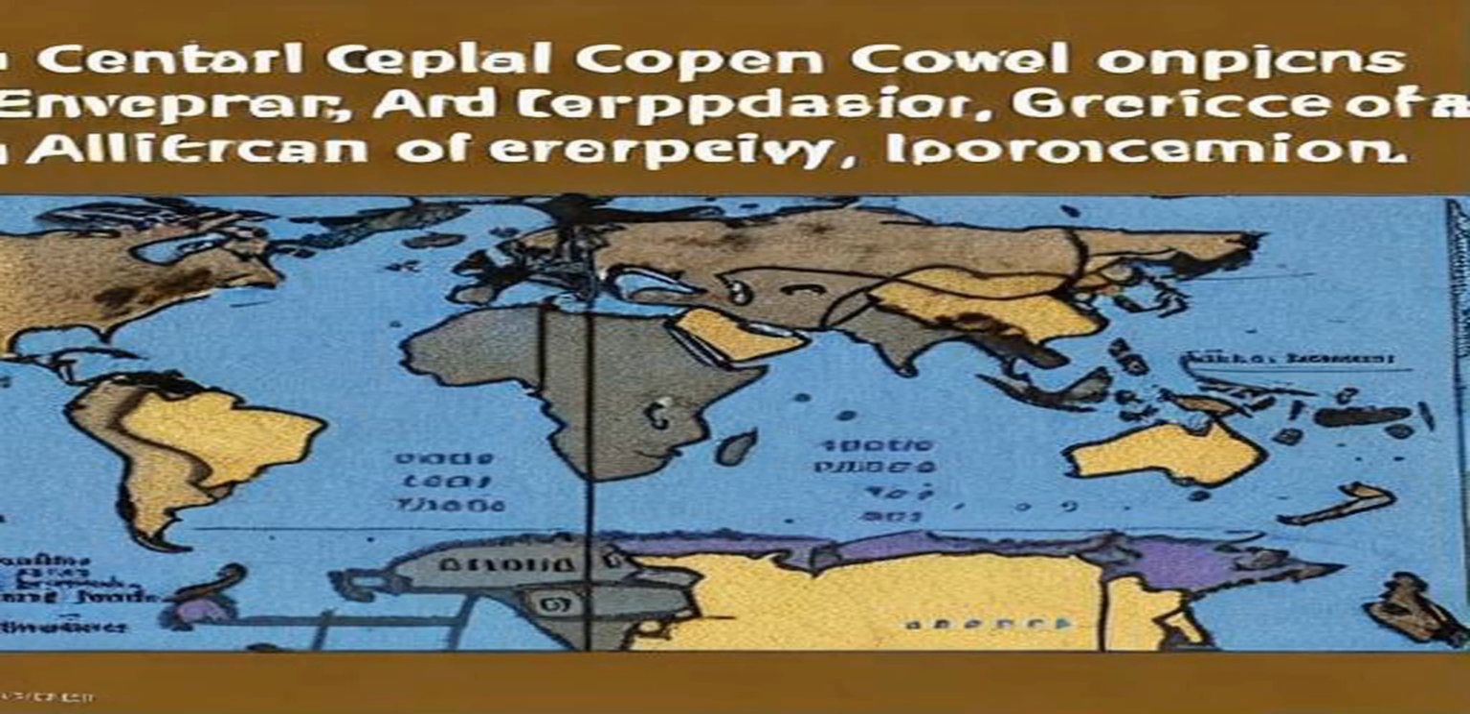The Central Powers were primarily focused on maintaining their territorial integrity and expanding their empires, while the Allied Powers were focused on preserving the balance of power in Europe and protecting their own territories.